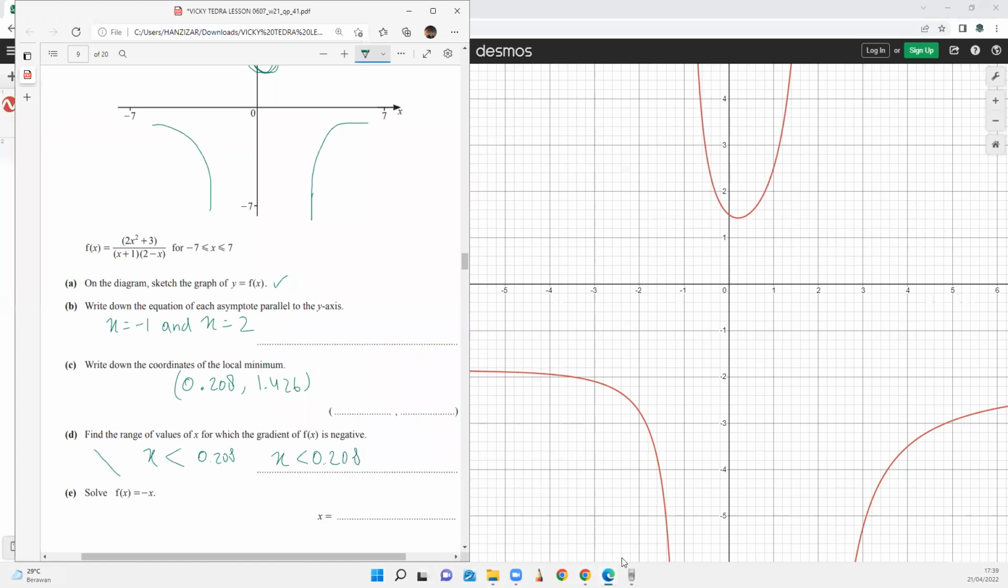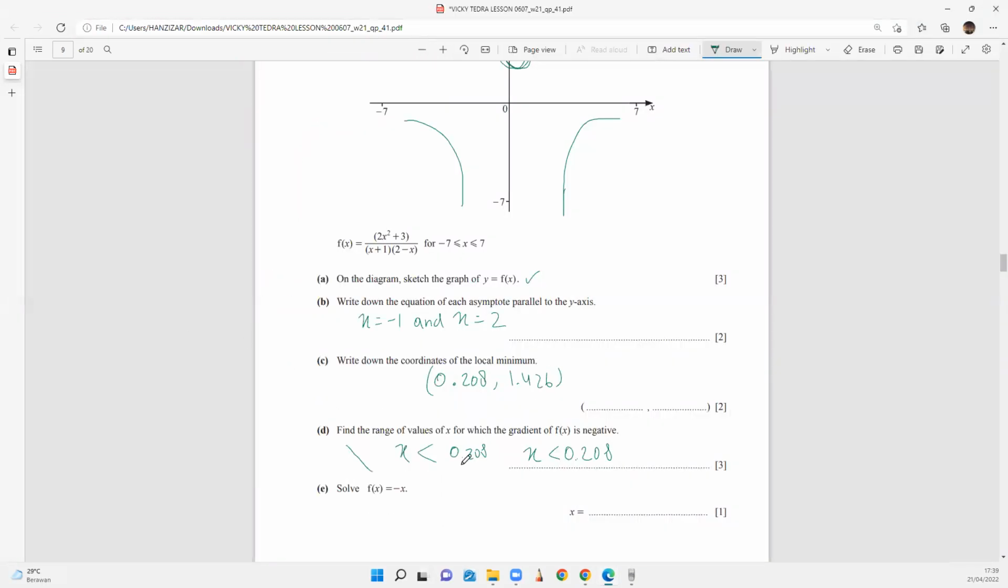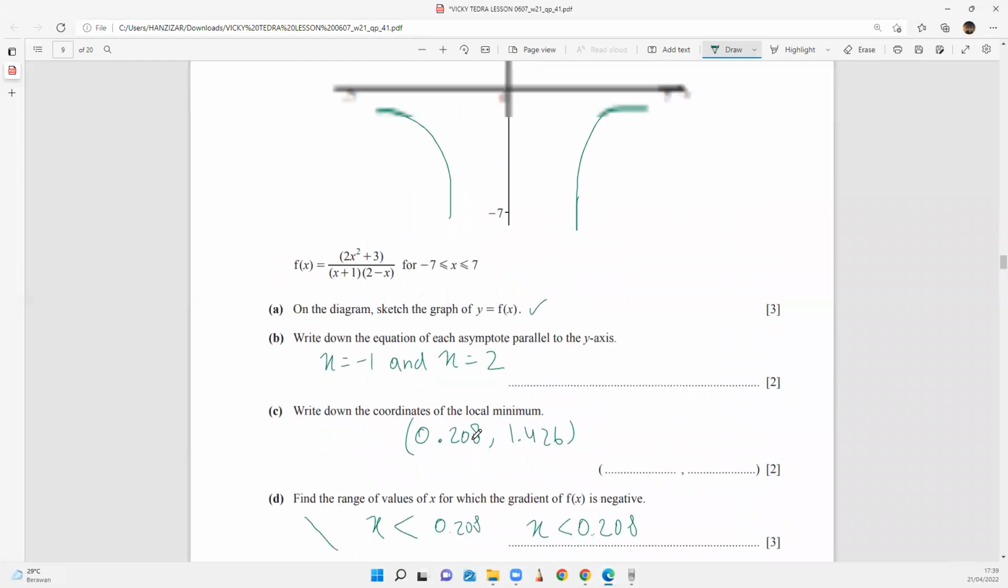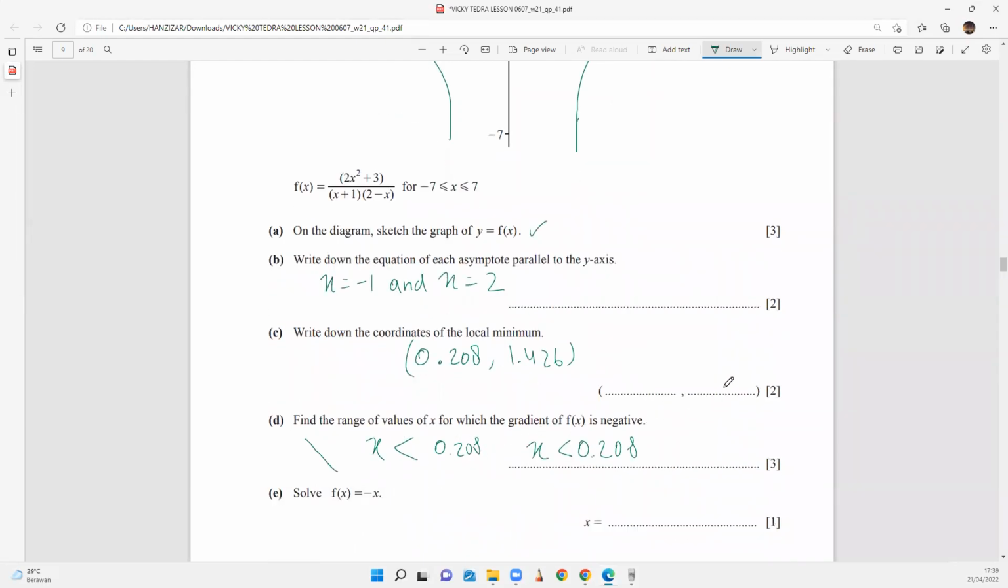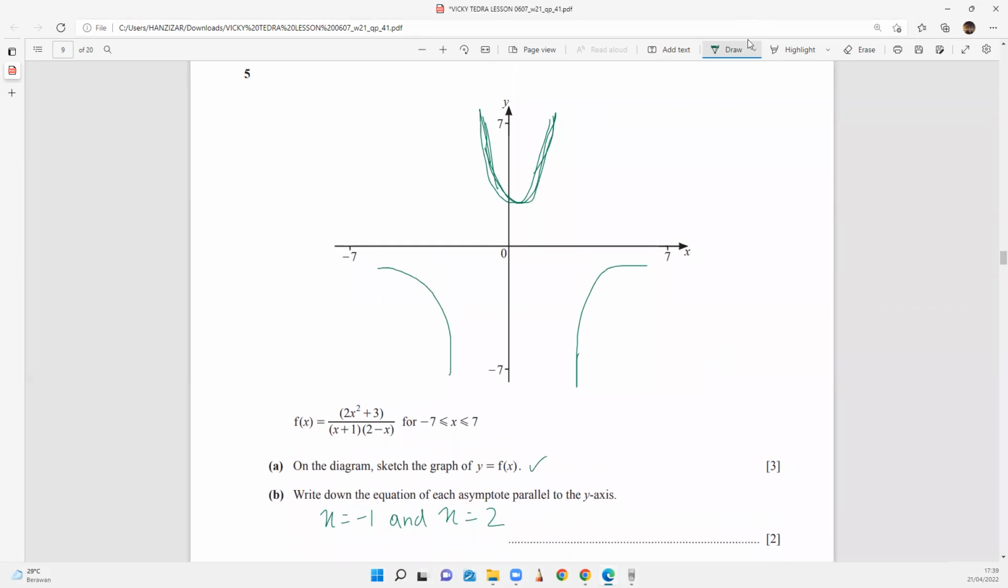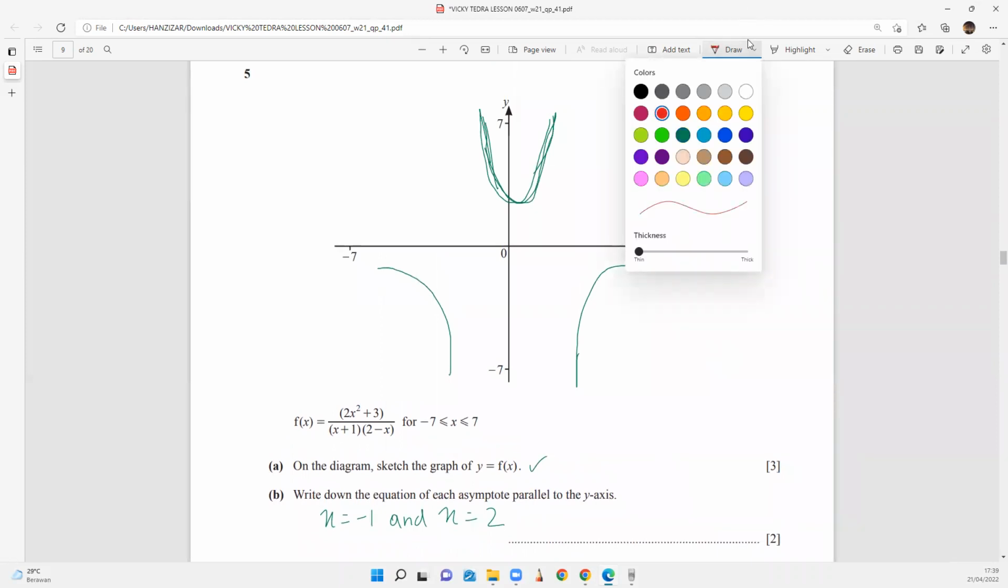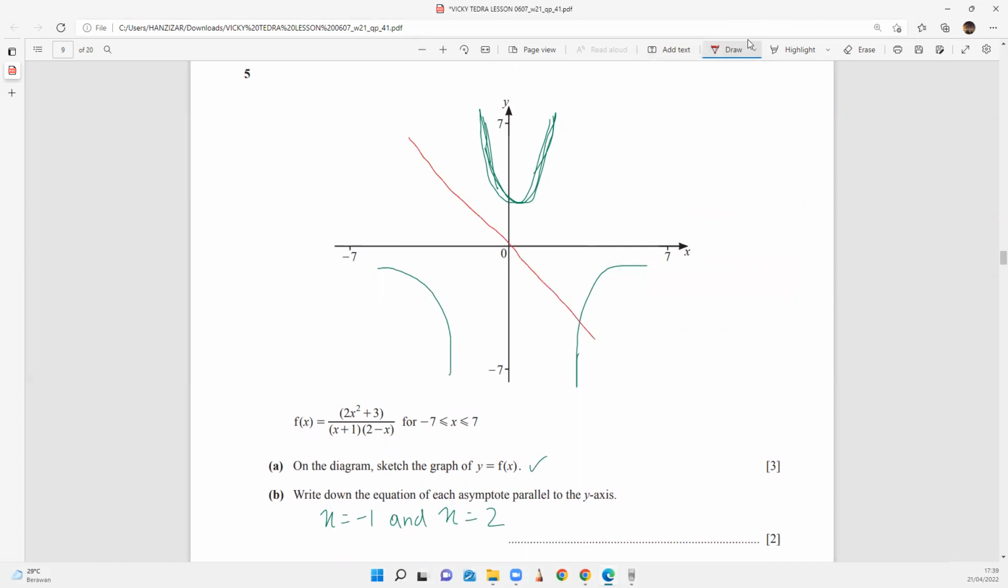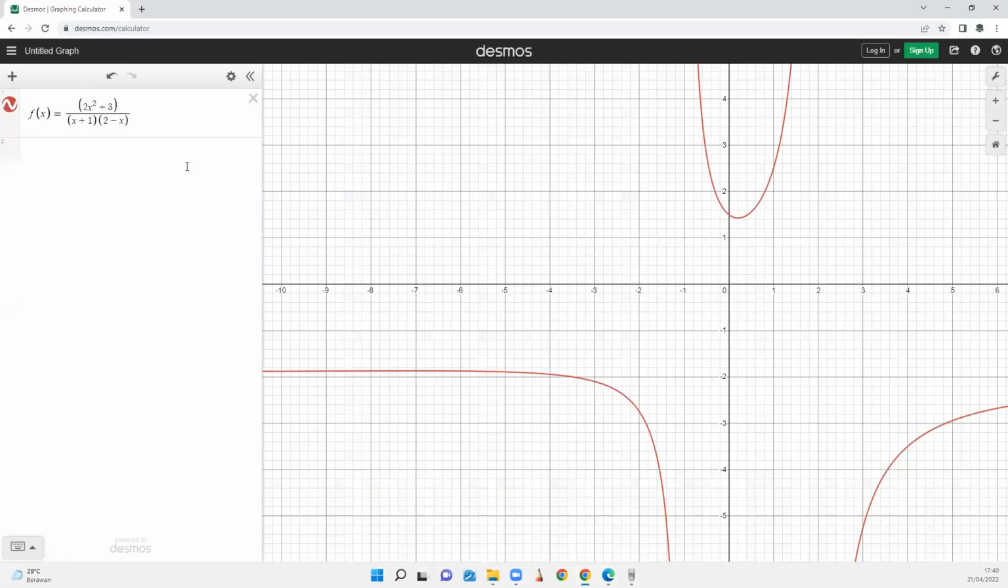Solve f(x) equals -x. So how do you do this? You need to draw y equals -x in the diagram. Okay, so f(x) equals -x. Right down here, you need to draw the line of -x. It has to be like this. Okay, y equals -x, and this is the meeting point. Let's do it in decimals. All right, one more time, f(x) equals -x. See, that's the point.